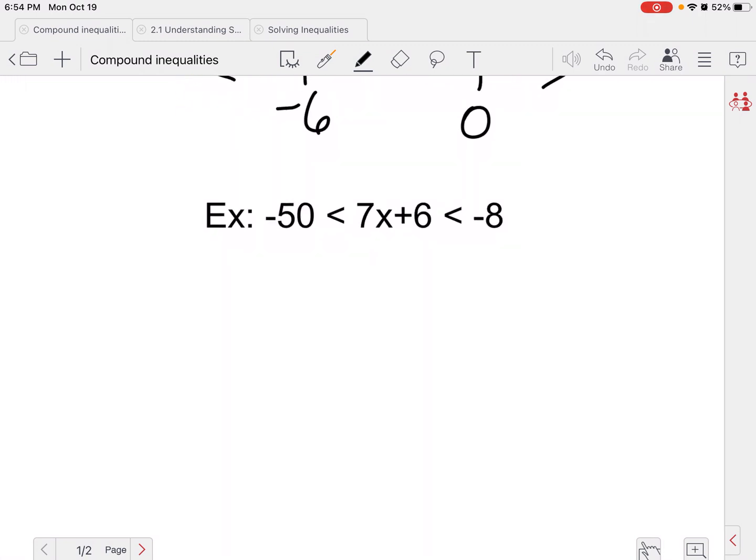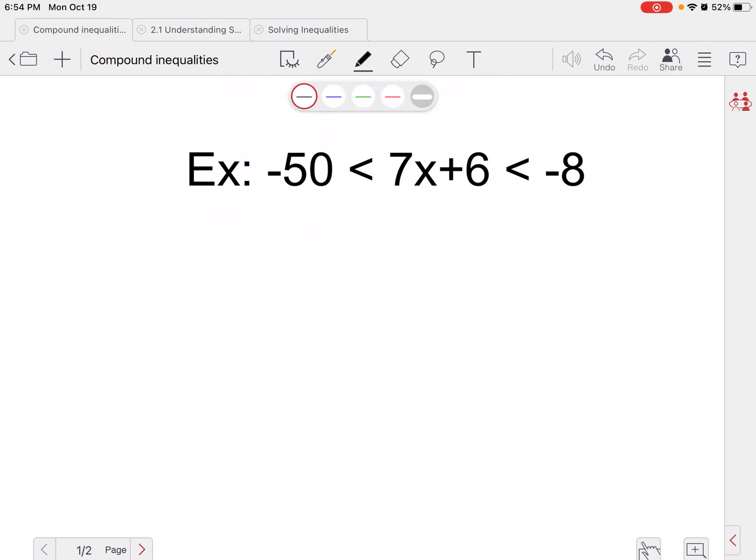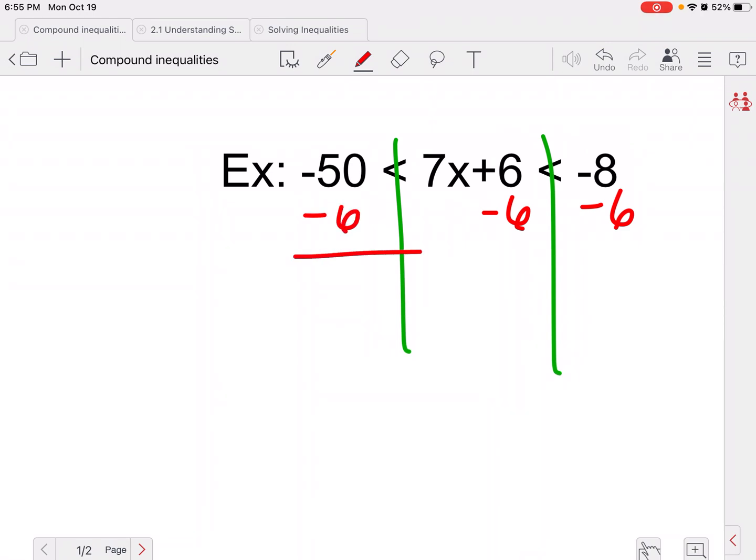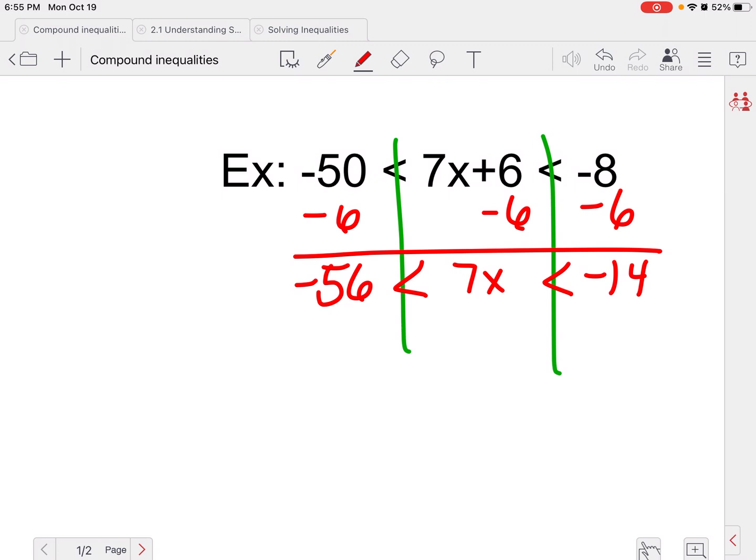All right, let's try a two-step one. Okay, I'm going to draw my lines. Again, I always get rid of addition and subtraction first. So I'm going to subtract 6. And again, I do it on every side, not just one of them. So -50 minus 6 would be -56 is less than 7x, which is less than -14. We're going to divide by 7 on every single side here. So we're going to get -8 is less than x, which is less than -2.